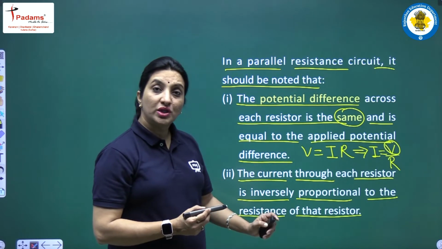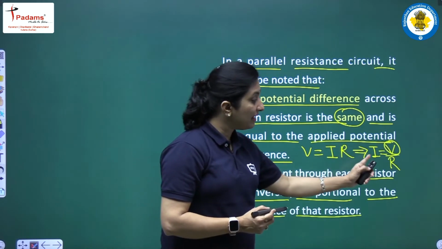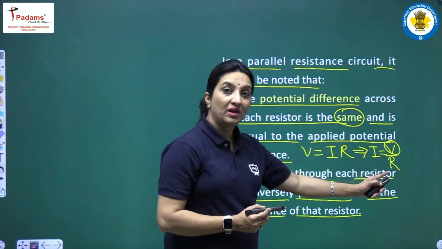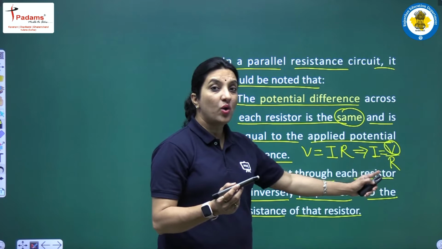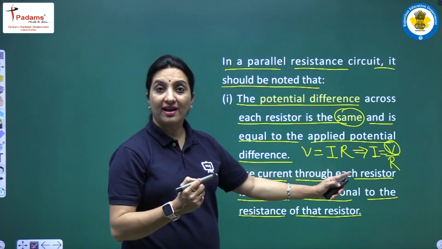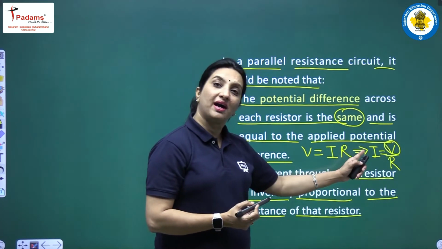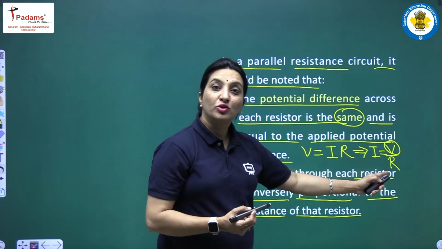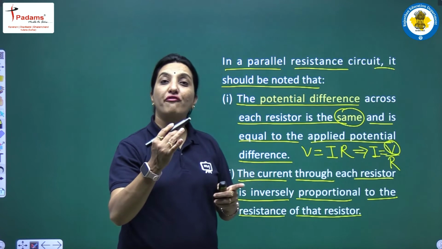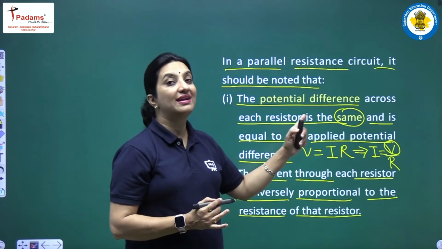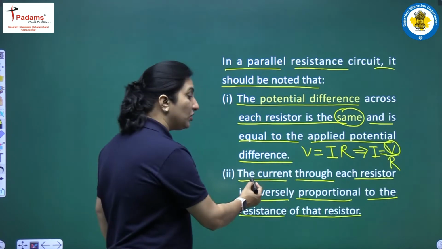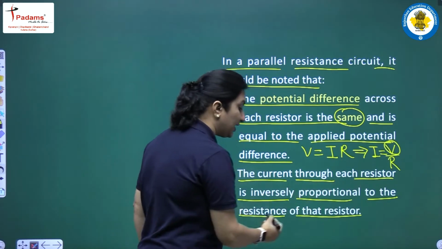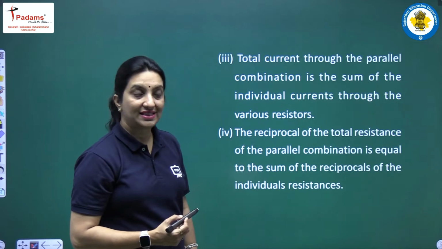यहाँ पे क्या मतलब हुआ स्टूडेंट्स इस बात का, ये मतलब हुआ कि किसी resistor का अगर resistance ज़्यादा है, रेजिस्टेंस ज्यादा का मतलब क्या हुआ? अपोजिशन वो ज्यादा ऑफर कर रहा है, अपोजिशन ज्यादा है मतलब करंट कम होगा. अगर किसी का रेजिस्टेंस कम है तो उस केस में क्या होगा? अपोजिशन ऑफर्ड कम होगा मतलब करंट ज्यादा होगा. So the current through each resistor is inversely proportional to the resistance of that resistor.